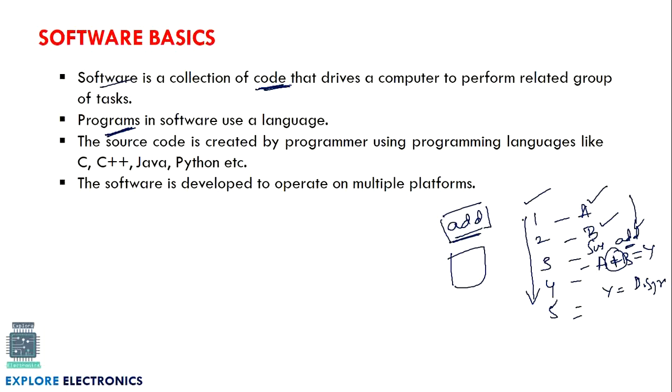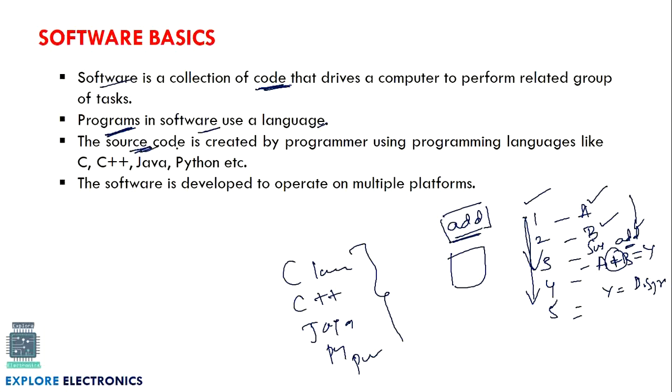This is a program. This program will be loaded into a computer, or a processor. So programs are there in software and use a language. What language is it going to use? It may use C language, or C++, Java, Python, or Perl. These are the different languages available, where the program is going to be written, and it is sometimes also called the source code. The programmer will write the source code using these programming languages, and this software is going to be developed to operate on multiple platforms also.